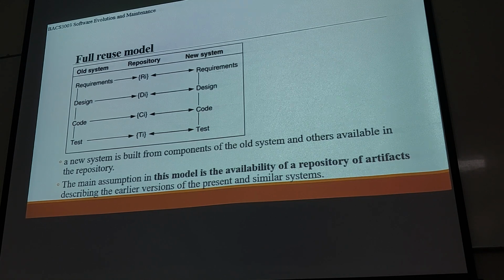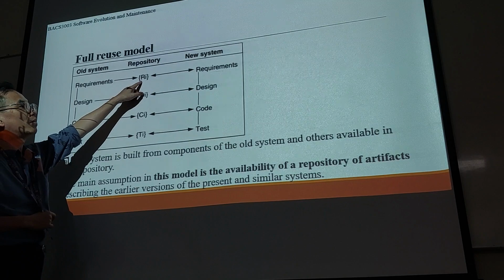Then when they need it, they are going to search in the repository, to see which item is suitable for this particular maintenance task. Then they will reuse it, but definitely there is a modification on that. Understand? So this is a full reuse model.